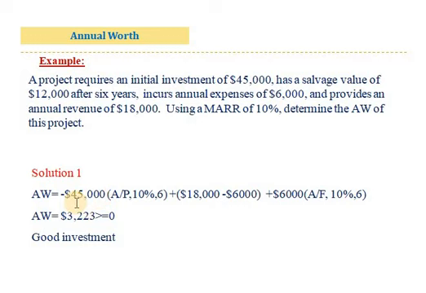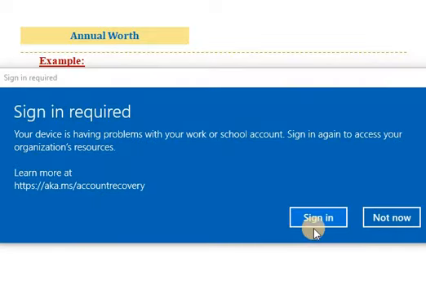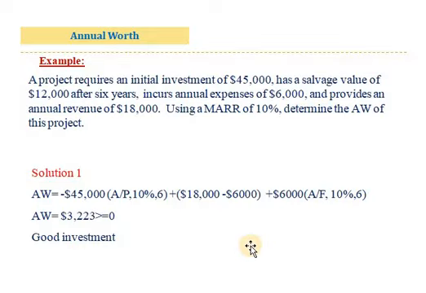So the first value, which is the investment, will be minus $45,000, minus because it is an initial investment, always multiplied by a minus. And it's a present value, so the annuity of this present value is minus $45,000 into A knowing P, i, n. Plus, we already have annual revenues of $18,000 and annual costs of $6,000. So these two values are already an annuity.